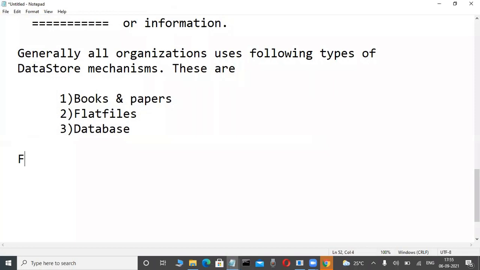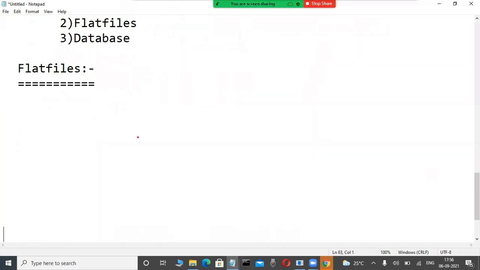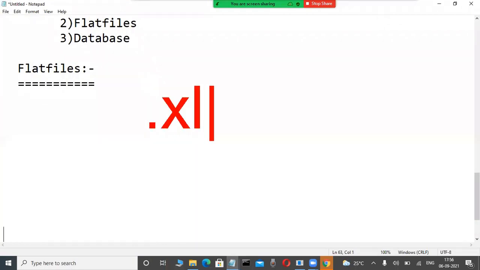Flat files. What is a flat file? I will tell you. Flat files means nothing special; flat files means files only. Simple. For example, a .dat file, .xls file, text file, like this; these are extensions. These files are what they call flat files in computer terminology. Okay, fine.